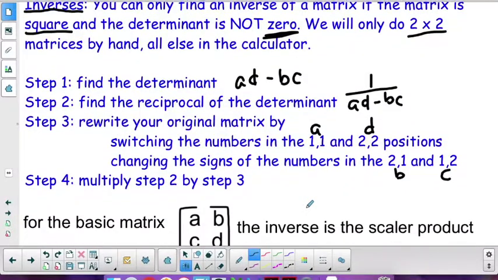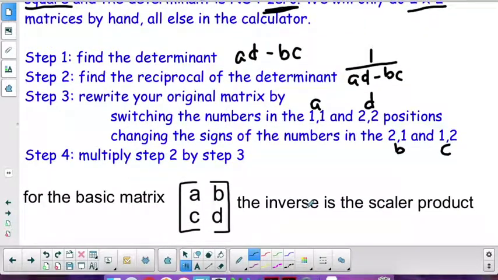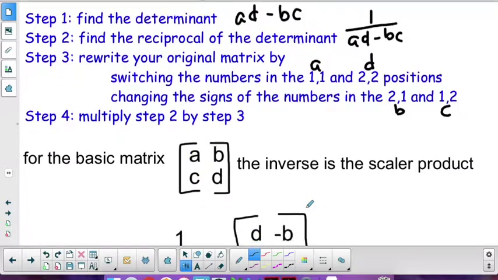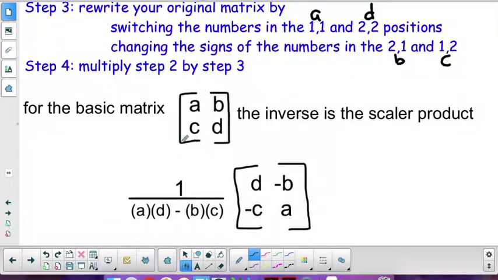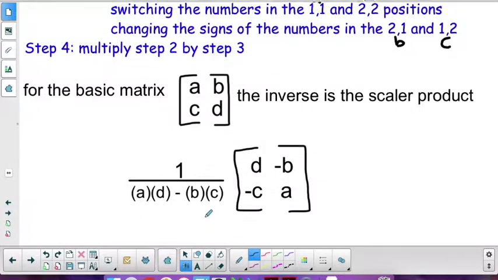So if this is your original matrix, A, B, C, D, then this is the inverse: 1 over the determinant. See how we've swapped these two and changed the sign of these two. And that's why that determinant is so important, because it gives us our first step. All right, so let's try one.